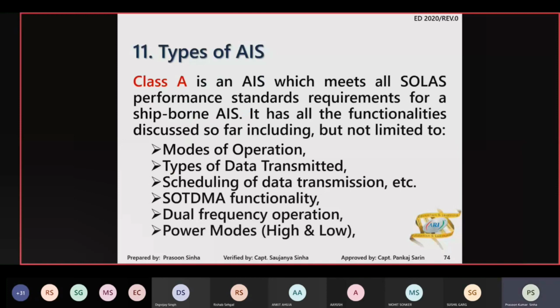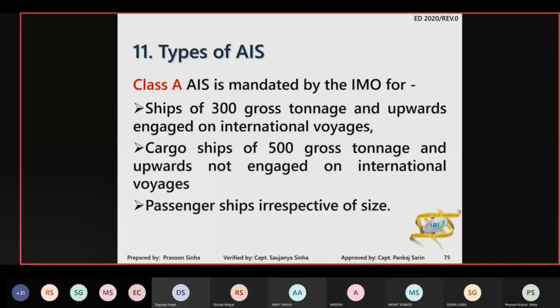These are the topics that we have done when dealing with class A: the modes of operation, types of data transmitted, schedule, SOTDMA, dual frequency operation, power modes, etc. These were the features of class A. Mandated for IMO class vessels or SOLAS vessels. This is the carriage requirement. We will look at it in a little more detail, along with the carriage requirement.